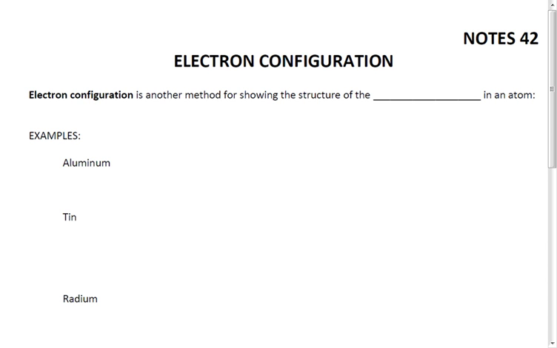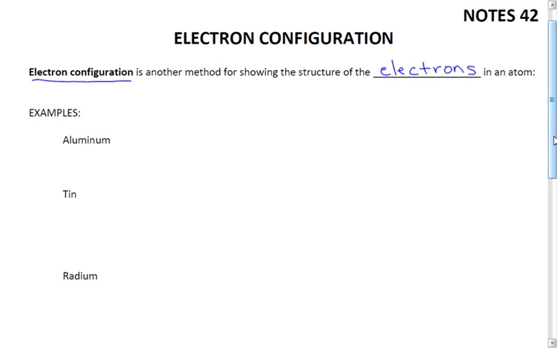Yesterday you learned how to write orbital notations to show the location of electrons around the nucleus of an atom. Today you're going to do something very similar. We're going to be creating electron configurations, and that is just another method for showing the structure of the electrons in an atom. This method, though, will not have us drawing the individual orbitals with the arrows representing the electrons. But we're going to start the same way.